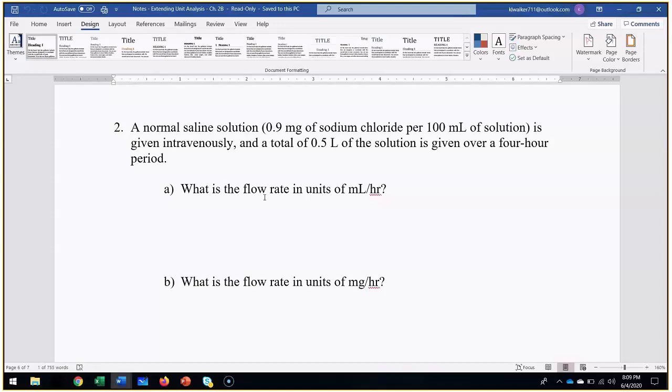So I'm going to jot it down. 0.9 milligrams per 100 milliliters. And then we have a total of 0.5 liters, half of a liter, and that's given over 4 hours. And we want the flow rate in milliliters per hour for part A.